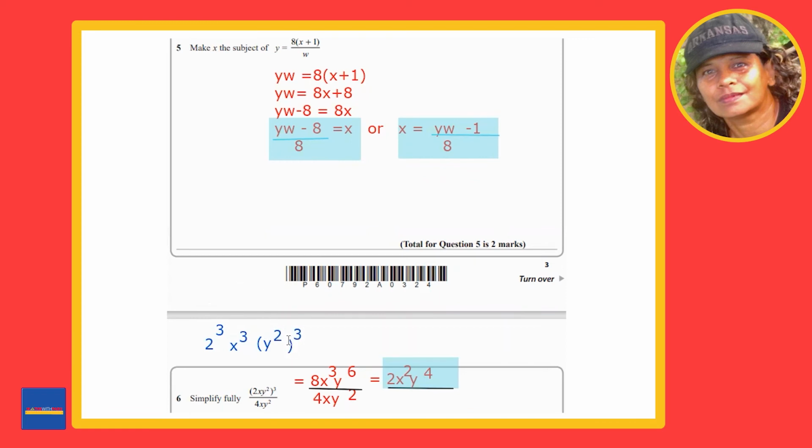Now, 2 cubed we know is going to be 8. x cubed we know is going to be x cubed. And in terms of the indices rules, if we raise a power to another power, we simply multiply the powers. So this will become y to the power 2 into 3. And that's how we get y to the power 6.